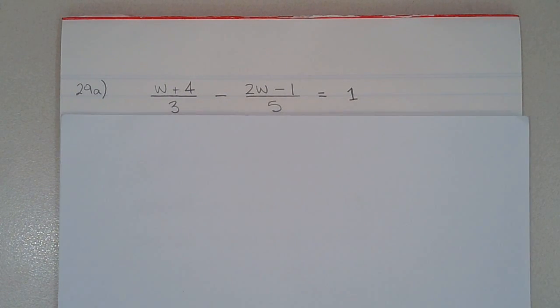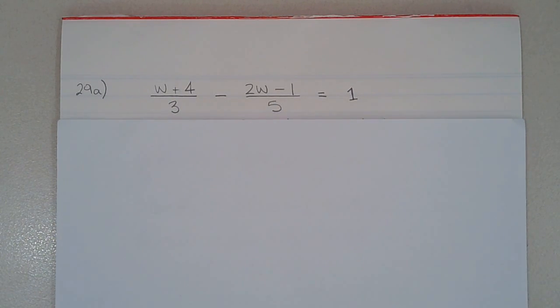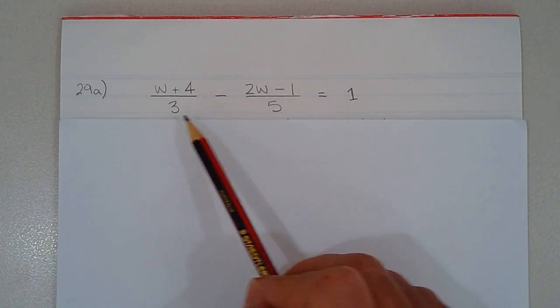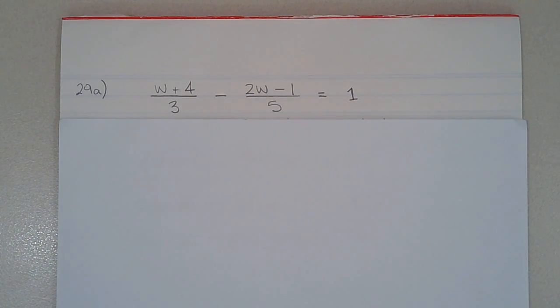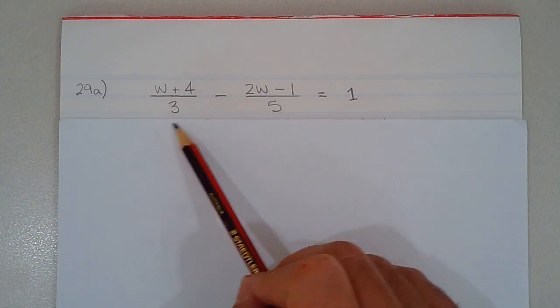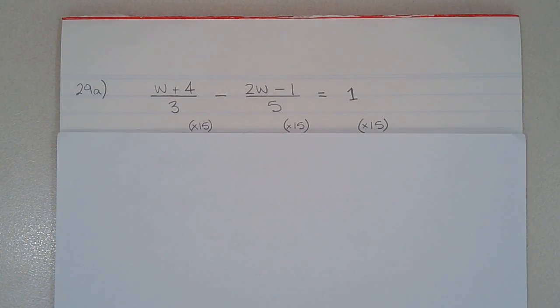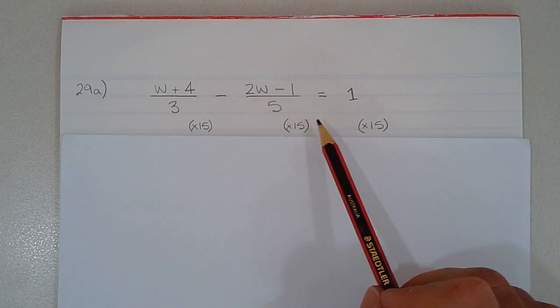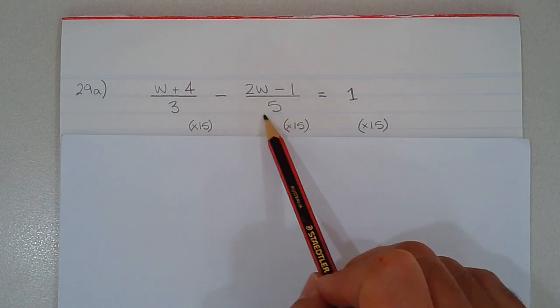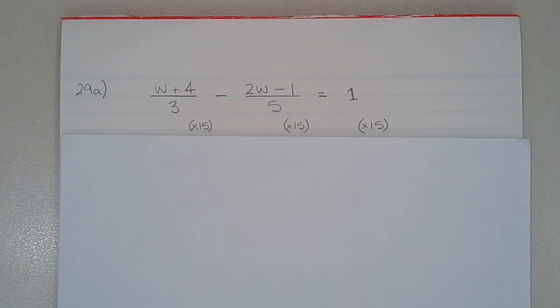So the first line, which is just copied straight from the question, is this equation: (W plus 4) over 3 minus (2W minus 1) over 5 equals 1. Now our first step is to eliminate the fractions on the left hand side by multiplying each of these terms by 15, since by multiplying by 15, that'll eliminate the 3 and the 5 at the same time.